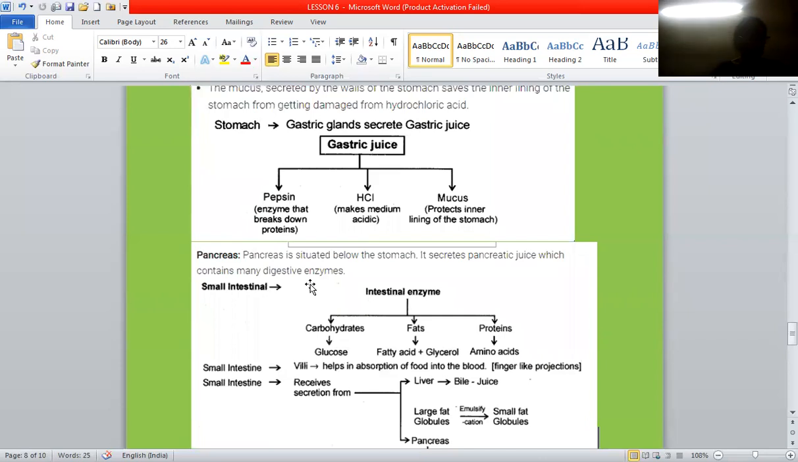Now, what is the function of this bile juice?